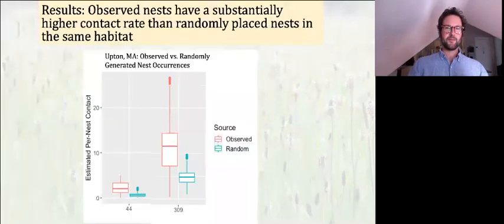And then I estimated what the contact rates would be at these, and observed nests have a substantially higher contact rate than randomly placed nests in the same habitat at both population sizes. This is important because it will lower the population size required to maintain pathogen persistence, or R0. It also may lead to stronger density-dependent disease feedbacks than would be expected based on non-spatial disease models.